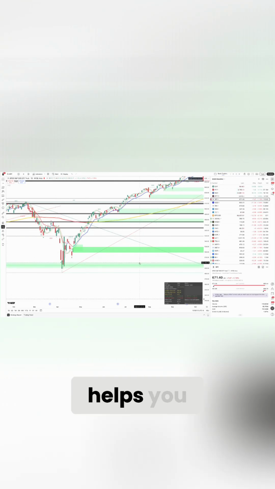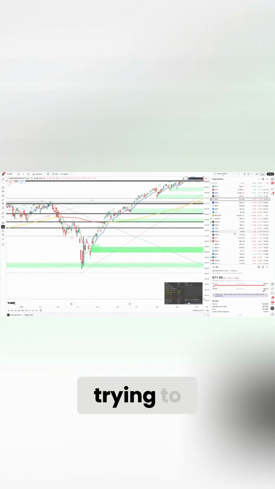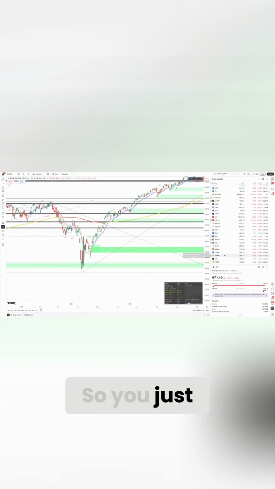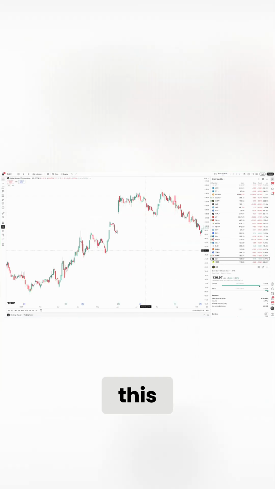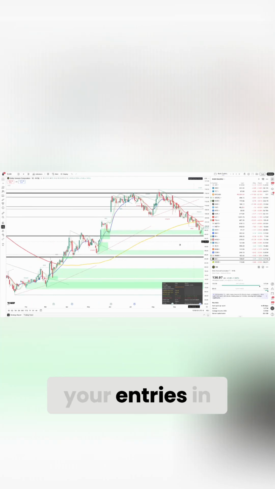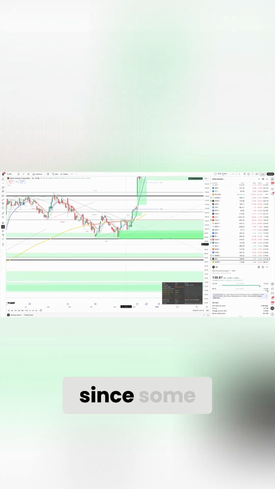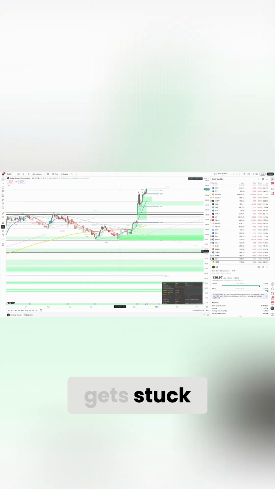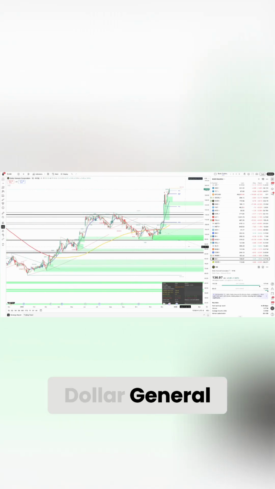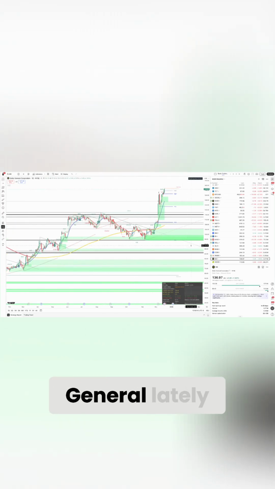And so we utilize this system to enter and exit out of trades. This also helps you if you're a person that's just trying to buy shares and you're not trying to trade options and things like that. Say you go to work or you just got retirement money and you just invest. You can utilize this to time your entries when stocks are pulling back. Some stocks get stuck down, like Dollar General, for example. We've been playing Dollar General lately.